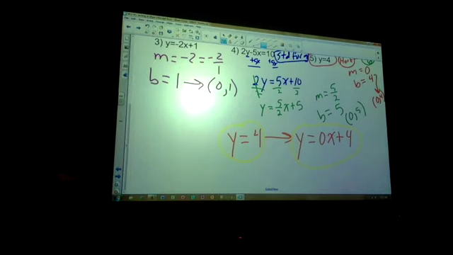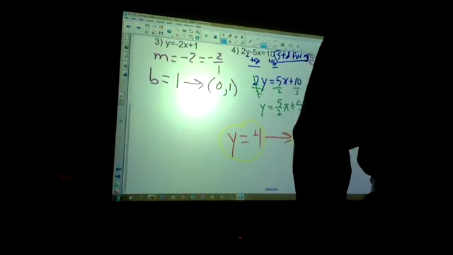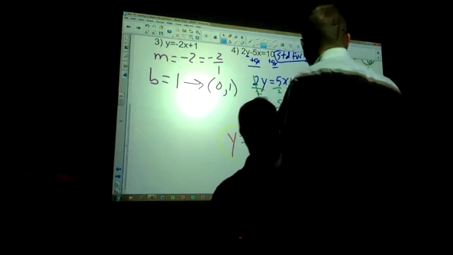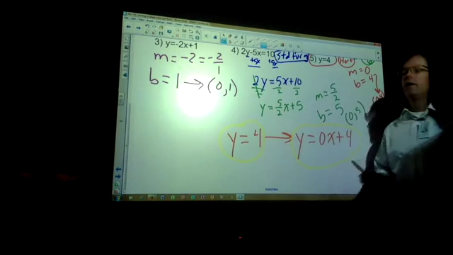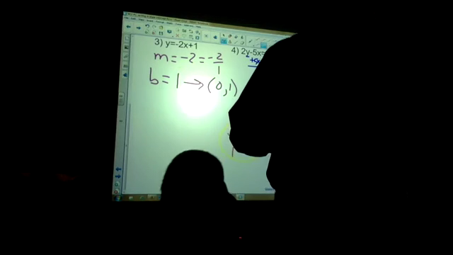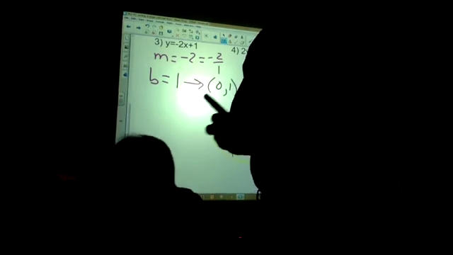Question answer. Okay, so say it's like x equals 4, would it be like n equals 4 and b equals 0? Would the intercept be the 4? Say that one more time. If it was x equals 4, would it be n equals 4 and b equals 0?